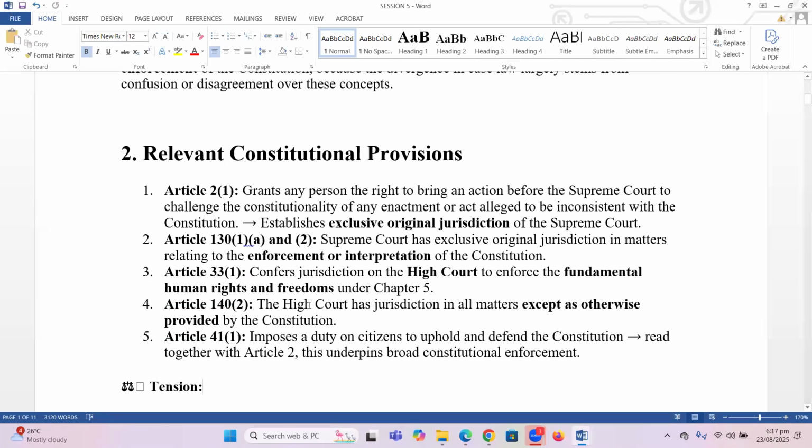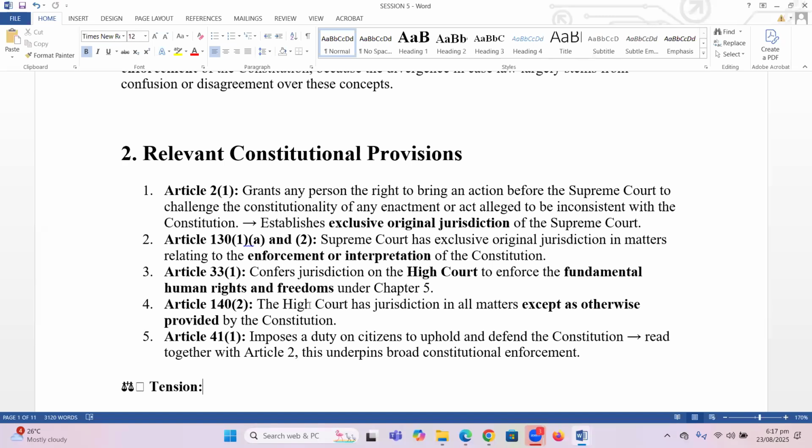So as we have noted, Article 2, Clause 1 grants any person the right to bring an action before the Supreme Court to challenge the constitutionality of any enactment or act alleged to be inconsistent with the Constitution. And for that matter, we say that the Constitution has conferred on the Supreme Court exclusive original jurisdiction. When we say original jurisdiction, we know that jurisdiction refers to the power of a court or adjudicating body to hear and determine a dispute or matter.